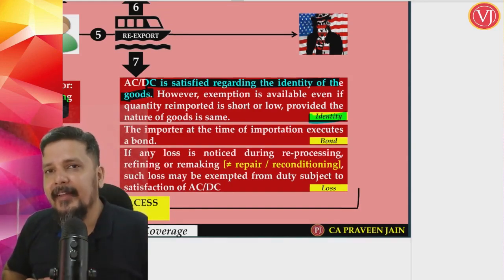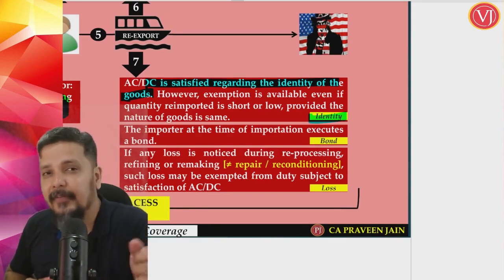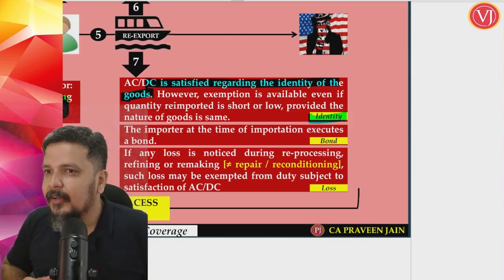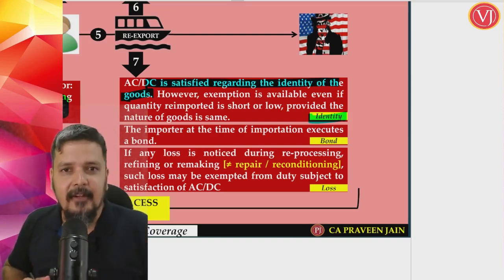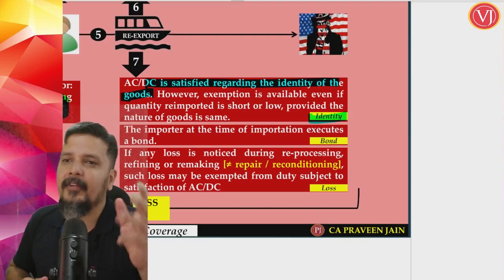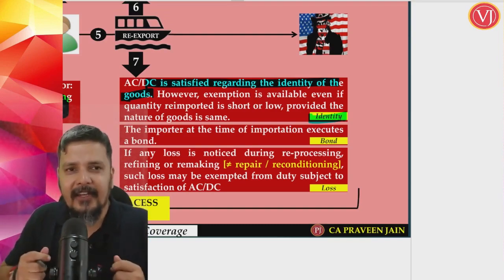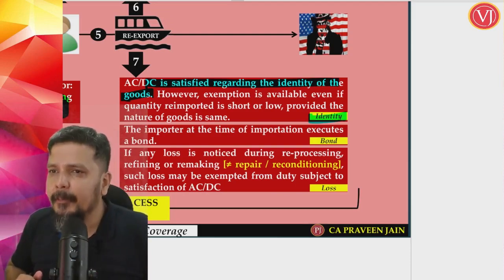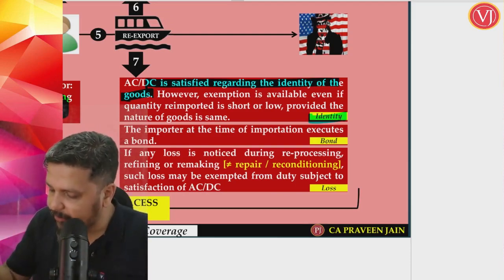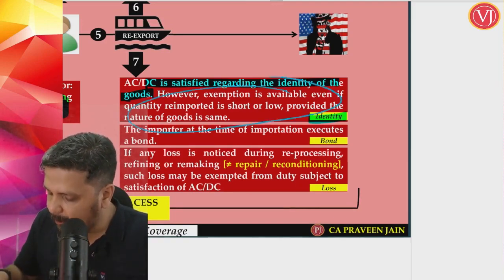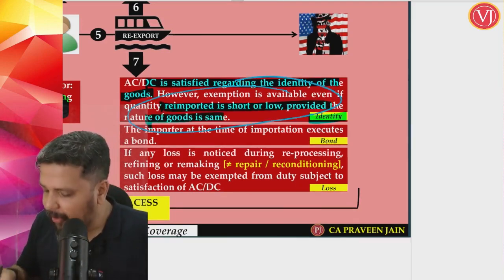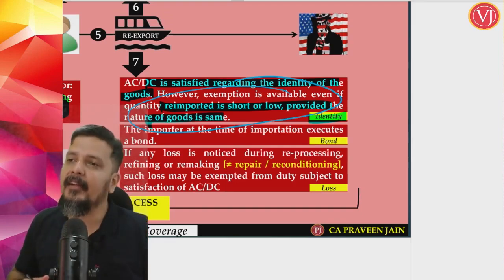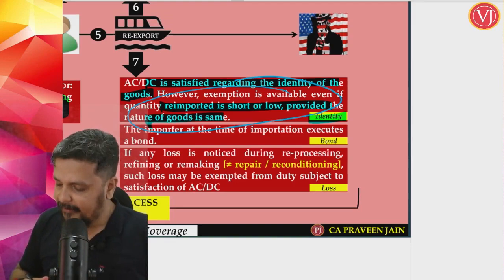But understand that when you're doing remanufacturing, that is refining, remaking, reprocessing, there may be some loss. Assuming that you exported biscuits, you are re-importing biscuits because they were damaged. Now when you're remanufacturing or remaking it, you might not have the exact same quantity that you imported. So if there is a normal loss because you have remanufactured it, that will be ignored by the AC/DC.